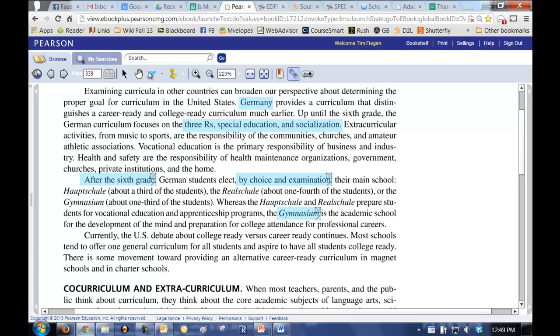Okay, so do we follow Germany? They aspire, here in this country, to have all college ready, knowing half won't go. There's some movement toward providing alternative career ready curriculum in magnet schools and charter schools. And here's what I would like to see. If they would let me be ruler of the world, I would be for this curriculum with the ability to vacillate back and forth. Please don't make kids in 6th grade, which is about 12 years old, decide their future. And once you decide, in Germany, there's no going back.